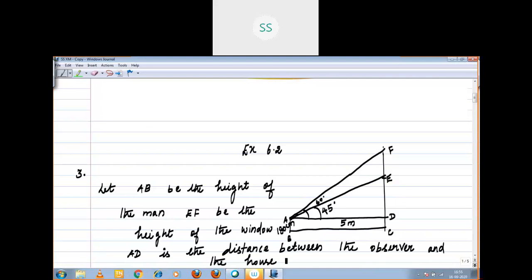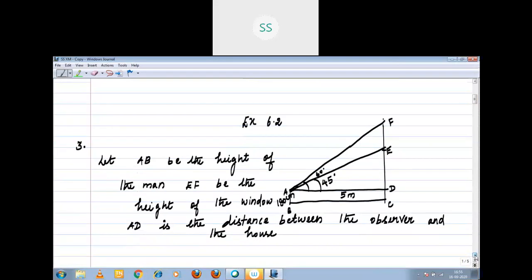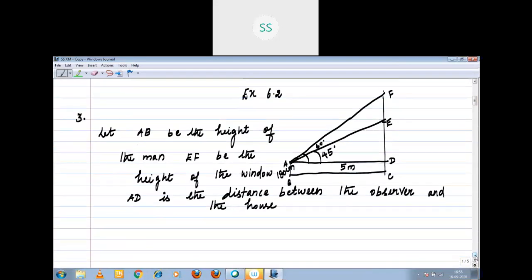Now, in right triangle ADE, I told you the trigonometry function, the tan only is very much useful to find the distance, height and all. Right? Sometimes sine and cos will help you. Now, in triangle ADE, right triangle, angle D is equal to 90 degree.